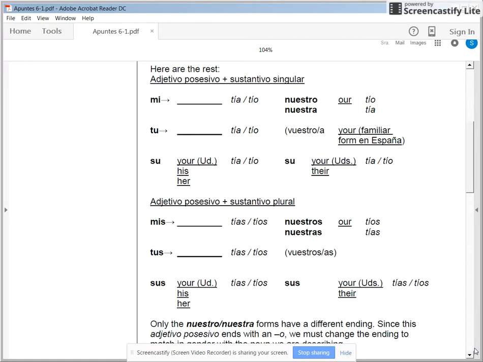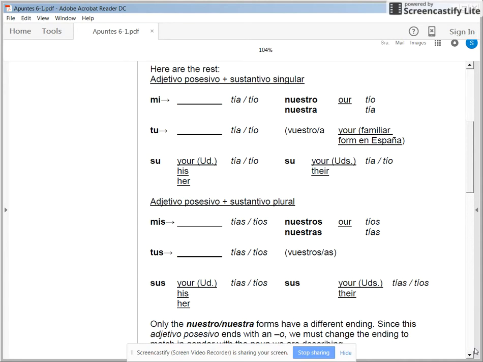Then we have tus, which still means the same as above, still means your, but because I now have tías or tíos, it has to be plural tus. Tus tías, tus tíos. The same thing happens with sus. Again, it could be yours, his, or her, but if you're describing something plural, definitely sus. Sus tías, sus tíos. I could be describing his shoes. He has many shoes. Sus zapatos.